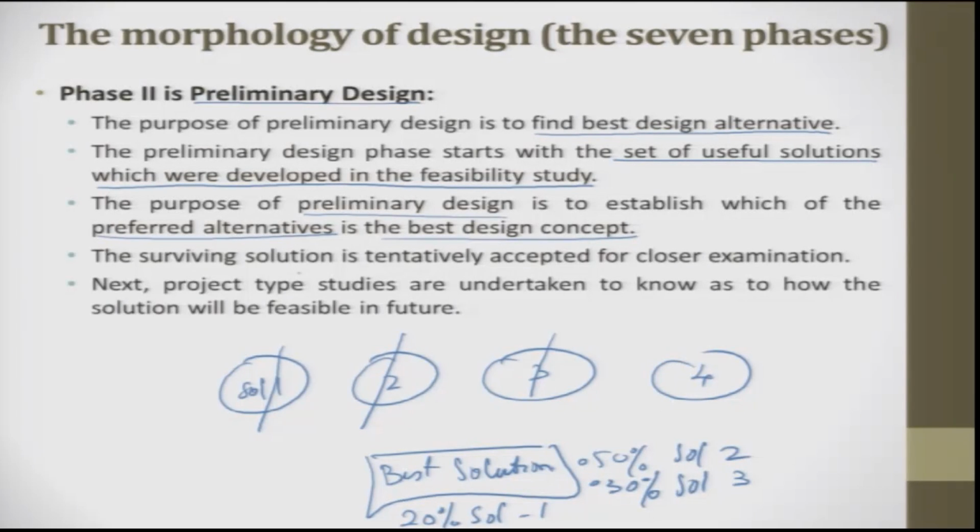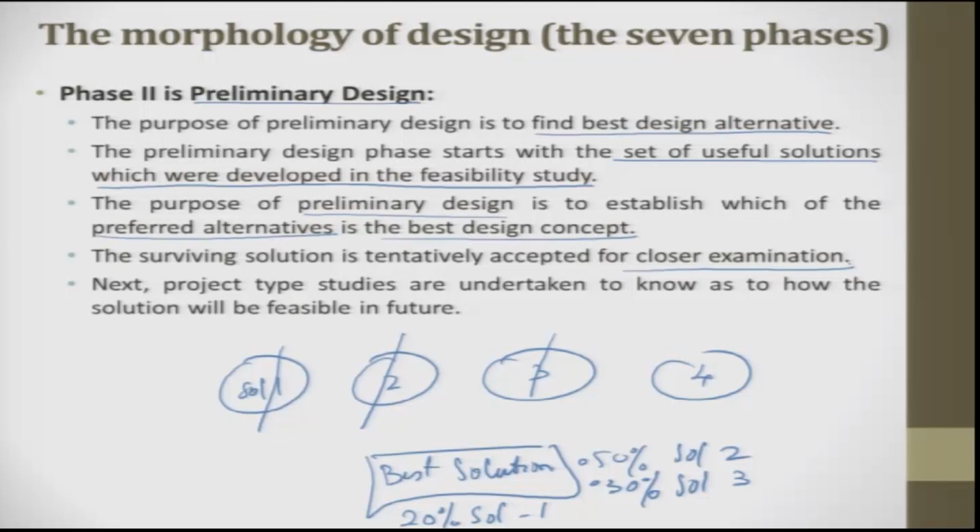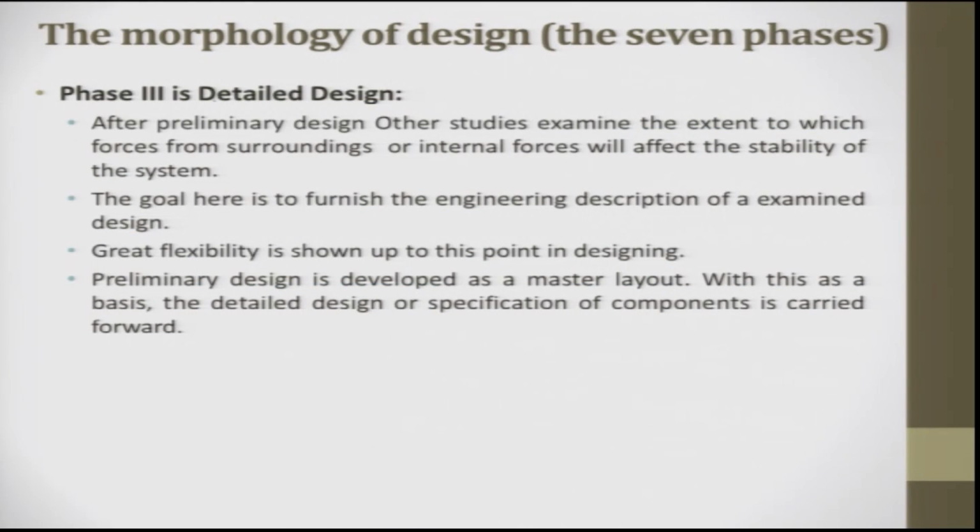Then what we do is survey the solution in tentative acceptance for closer examination. We try to evaluate the product within our close community of friends, or within the factory, or within a confined zone where I would like to test my product and see its performance. You do a closed door evaluation with people who are very critical in telling you, okay, this is bad, this is good, this looks comfortable. And then project studies are undertaken to know how solutions will be feasible in future. Then phase 3, you do a detailed design.